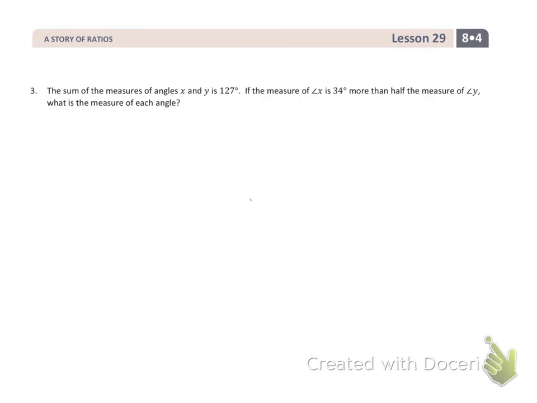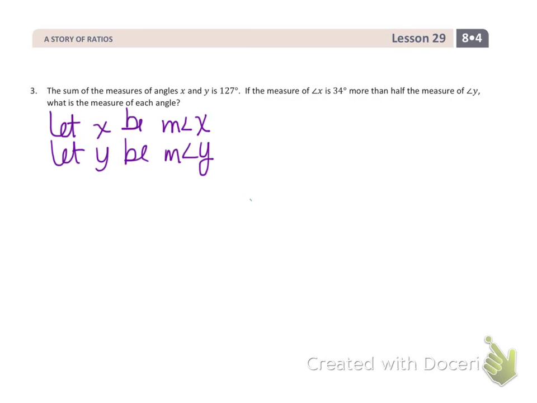So I need to find the measure of each angle, and that would be a good choice for my variables. I'm going to let x be the measure of angle x, and let y be the measure of angle y. So what do I know? I know that the sum of the measures of angle x and y is 127. So x plus y is equal to 127.